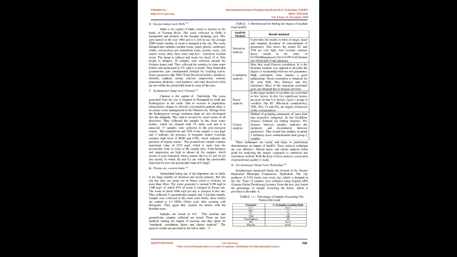The waste dumped here includes kitchen waste, paper, plastic, cardboard, cloths, construction and demolition waste, poultry waste, fish market waste, dairy farm waste and non-infectious hospital waste. The dump is unlined and waste about 12 to 20 m in height is dumped. 16 samples were collected around the Ghazipur dump yard. They collected the samples in clean water bottles and maintained them at 4 °C until tested. They found that groundwater gets contaminated through the leaching action.